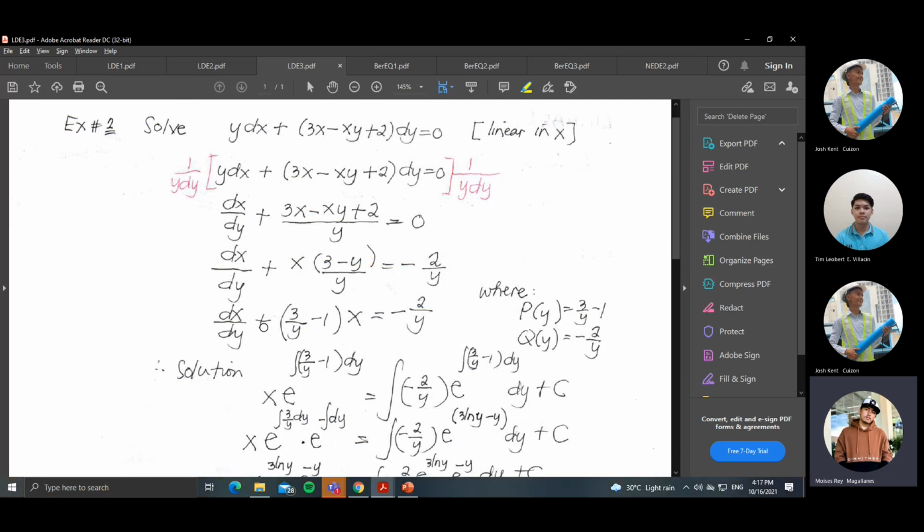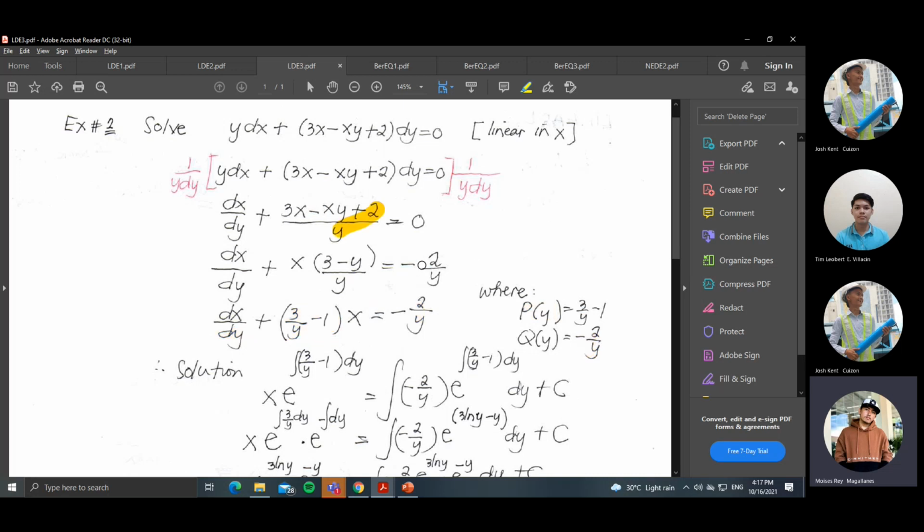So let's write it this way: dx over dy plus 3 over y. Then y over y is just 1, so minus 1 quantity x equals negative 2y. So this is our p of y. It is p of y because our independent variable is y. So inside our p is y. Then our q of y is negative 2y.